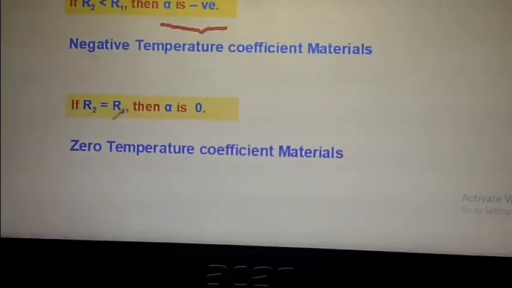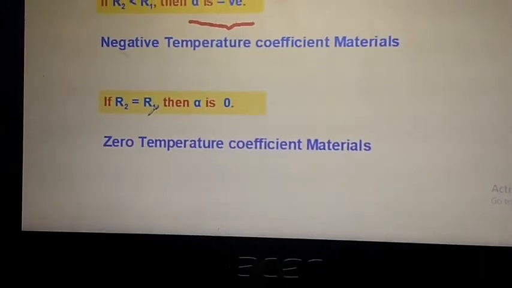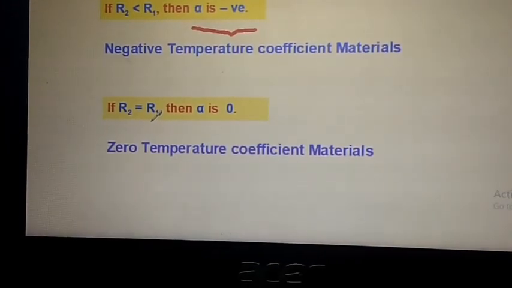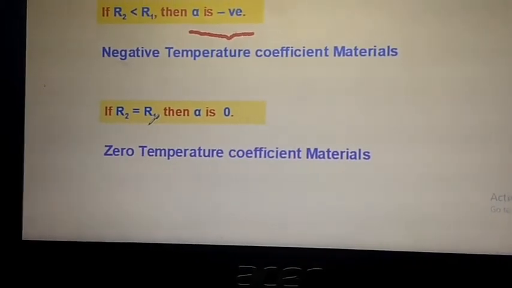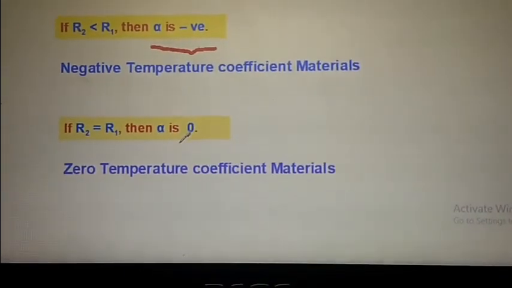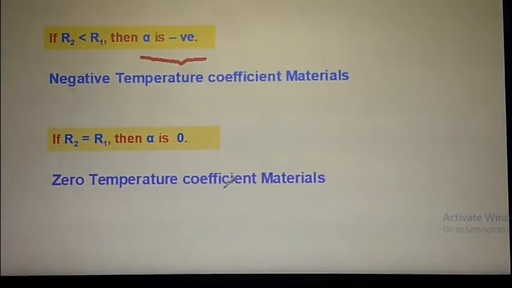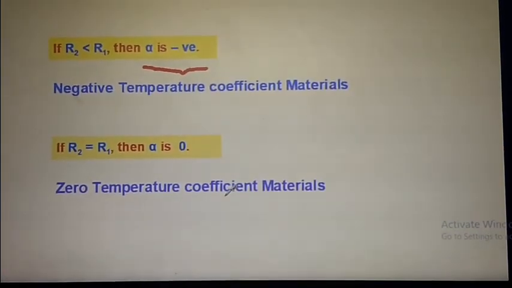In some cases, R_2 will be equal to R_1. What does it mean? Even if the temperature increases or decreases, the temperature change will not affect the resistance. The resistance remains the same. Those are zero temperature coefficient materials. For example, manganin and constantan. These two materials are examples of zero temperature coefficient materials.